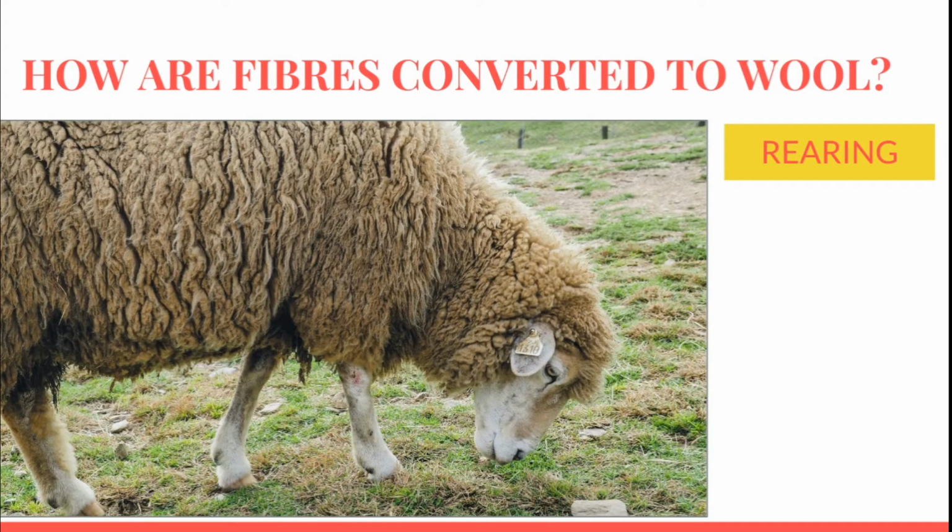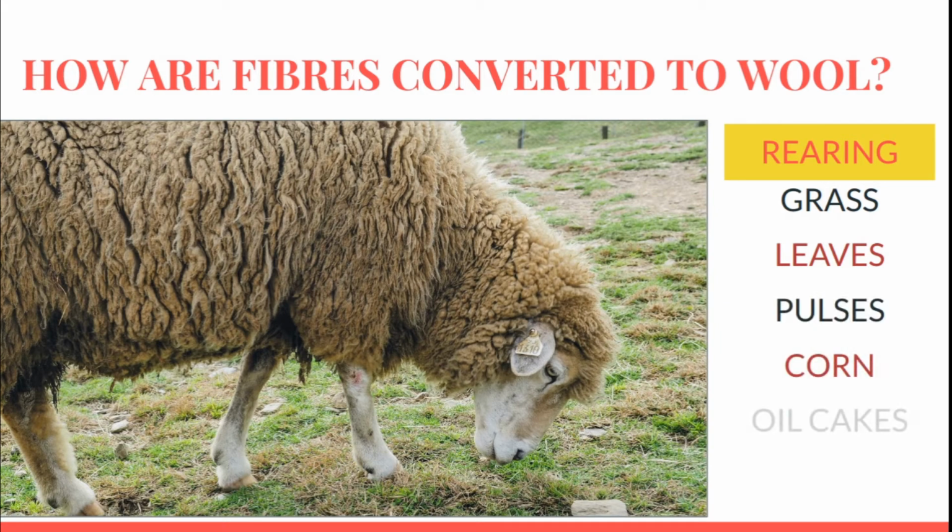All right. Now we'll come to today's questions. How are the fibers converted to wool? The first step is rearing of the sheep. Now the sheep are herbivorous animals, and they love to eat grass and leaves. And some rearers also feed them with pulses, corn, and oil cakes. And they generally keep the sheep inside during the winter season.